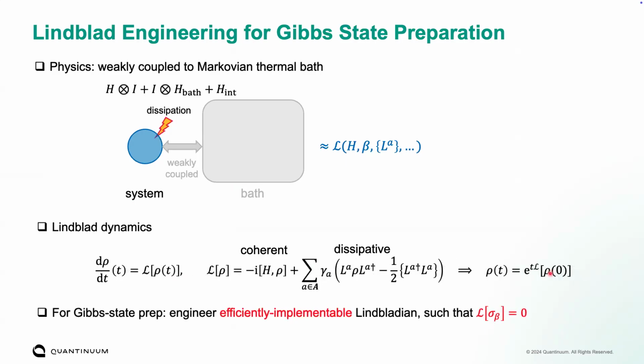Now, the question that I want to ask, or people have asked from the viewpoint of Gibbs state preparation, is: can you engineer the Lindbladian in such a way that its fixed point is the Gibbs state? So you want to construct a certain Lindbladian that has sigma beta, the Gibbs state, as a fixed point. And of course, on top of that, it has to be efficiently implementable on a quantum device. So that's the target. Of course, you could derive this Lindblad equation, but it's not necessarily easy to implement. So you want to engineer some Lindbladian that is efficiently implementable. That's our target.